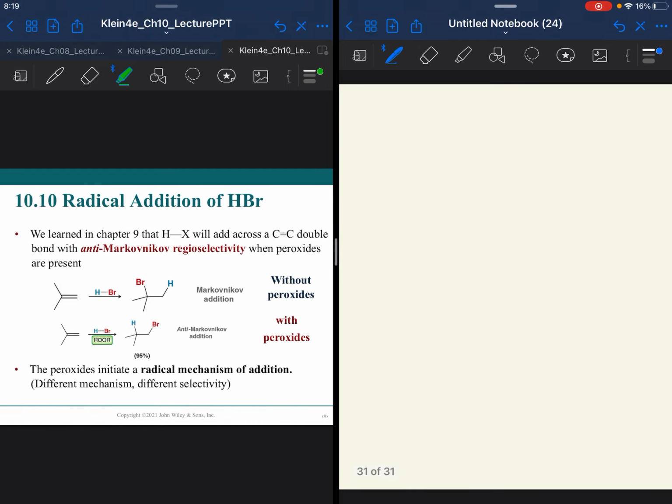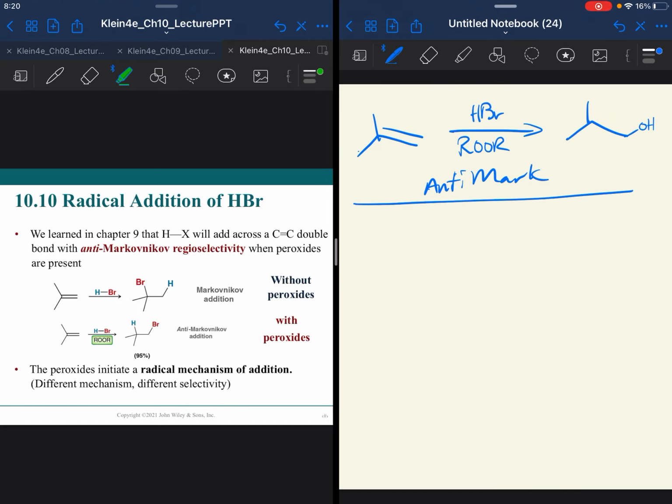This is the last, let's get a whole new slide here. This is the last mechanism you actually have to know for Unit 3. And so I want us to remember the reaction of HBr and peroxides with a double bond. We know this is an anti-Markovnikov addition reaction that is going to put an OH on the less substituted side. So now we didn't talk about that mechanism in Chapter 8. We saved it for Chapter 10 because it is a radical reaction. This is an interesting one because it has 2 initiation steps.